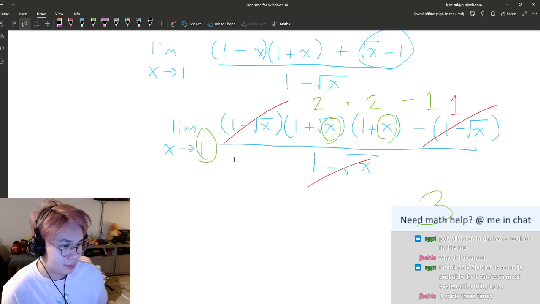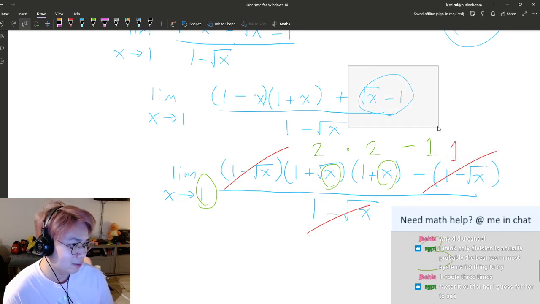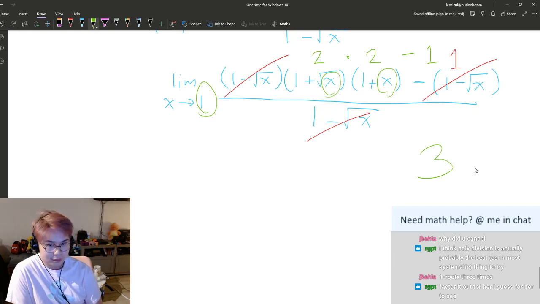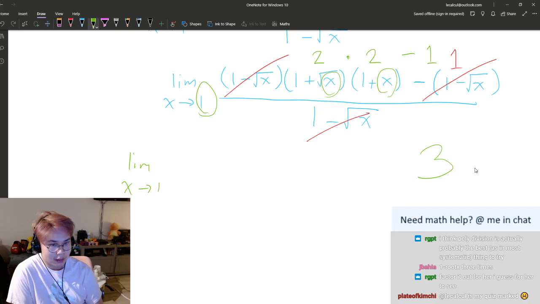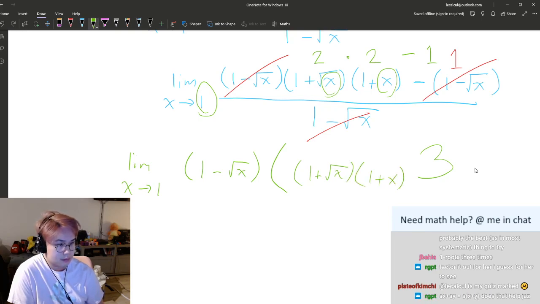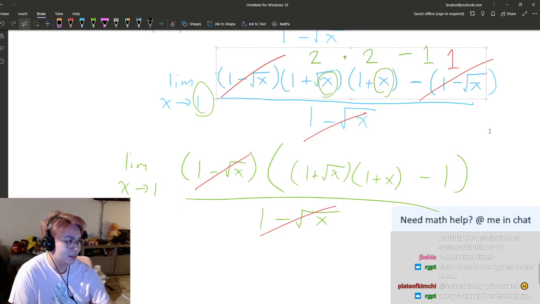Why do you cancel? You can only cancel if each thing on top has a factor on the bottom. So this one and this one don't just cancel out without this one also canceling out. That's why I specifically rewrote it. I skipped a couple of steps, but essentially, before you do the canceling, you need to take out the common factor of 1 root x. And then it only cancels out technically one time, but I skipped the step and just canceled it out like here. But you see, it ends up with the same result.